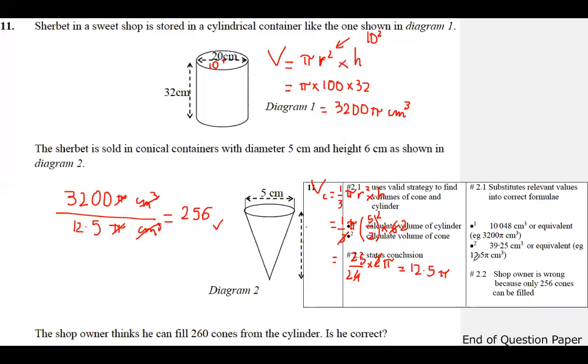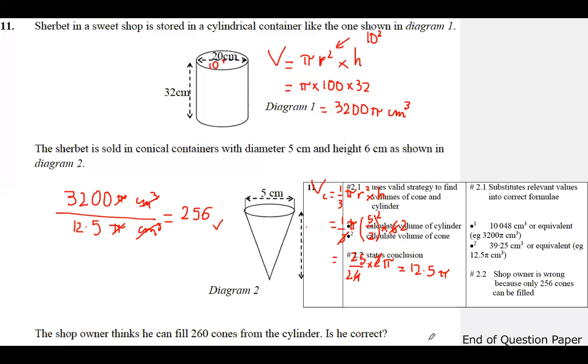And the next one is 12.5 pi. So you still get the mark because it's an equivalent. But if you decide to go for the full thing, that's fine. So now the question was, the shop owner thinks he can fill 260. Is he correct? So the last mark to get is to answer this question. He's not correct, because he can only fill 256 cones. So he's wrong.